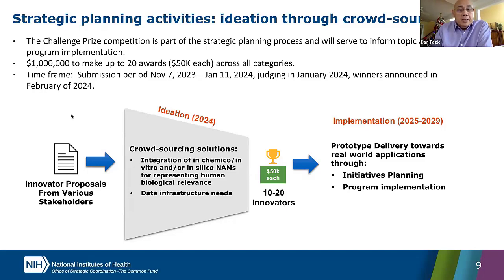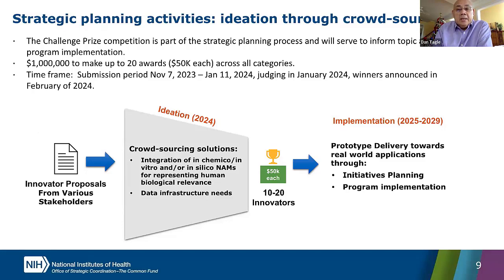So what we're looking at here in the chart would be essentially, as I've mentioned, a crowdsourcing activity where we are seeking solutions on how to move forward in chemical, in silico, in vitro, as well as combinatorial NAMs, to move things forward that will make much more impact in the biomedical research community.